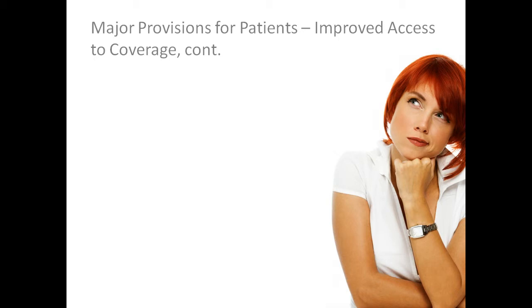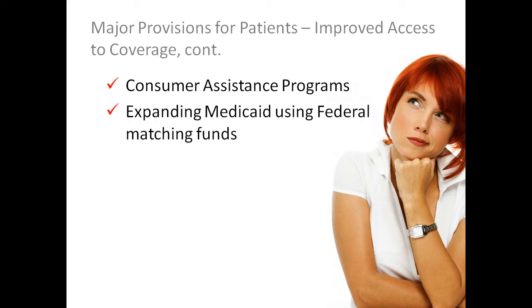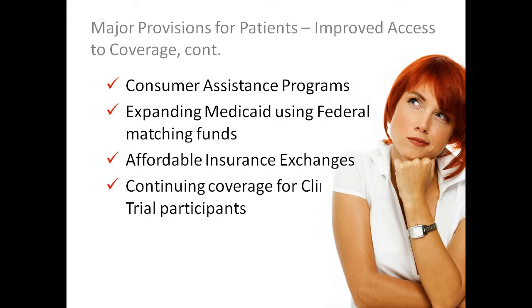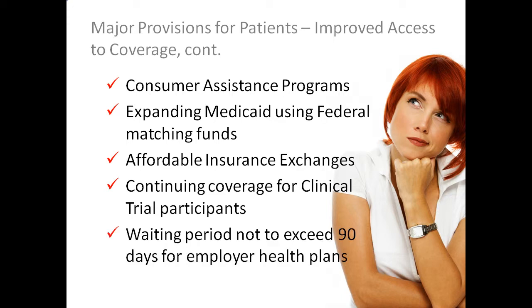And there are more provisions of the ACA that can improve access to coverage. They include consumer assistance programs to help individuals identify insurance that is useful to them or their families, expanding Medicaid coverage using federal matching funds, health insurance exchanges to make affordable insurance available, continuing coverage by their own insurance plans for persons participating in clinical trials of new medications or procedures, and a waiting period not to exceed 90 days for people who are enrolling in employer health plans.